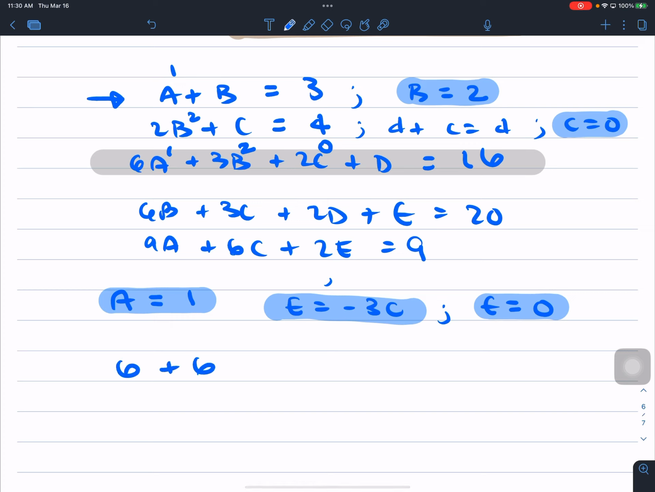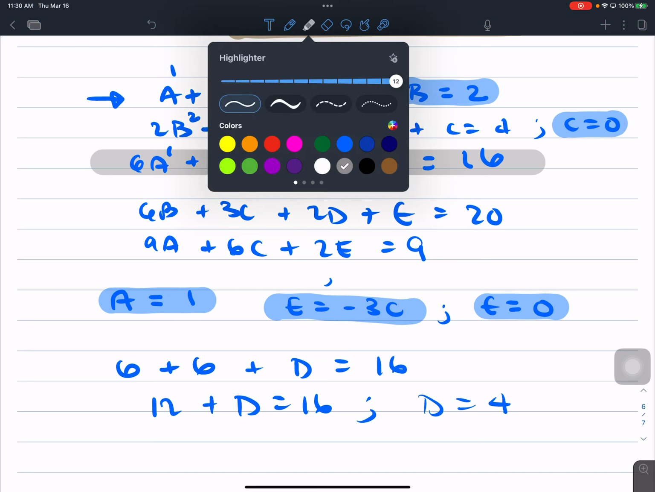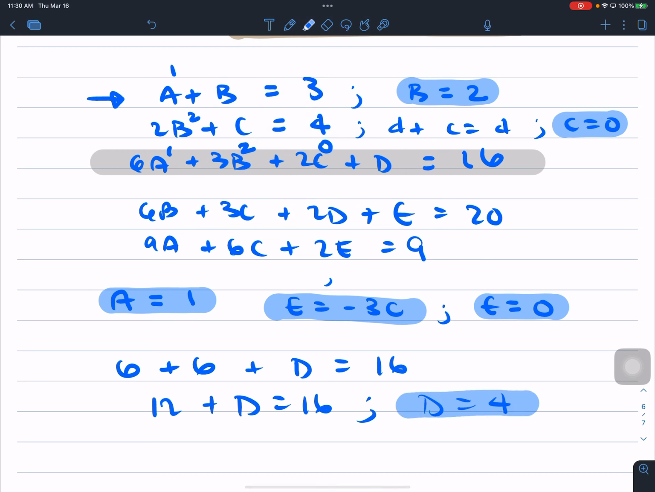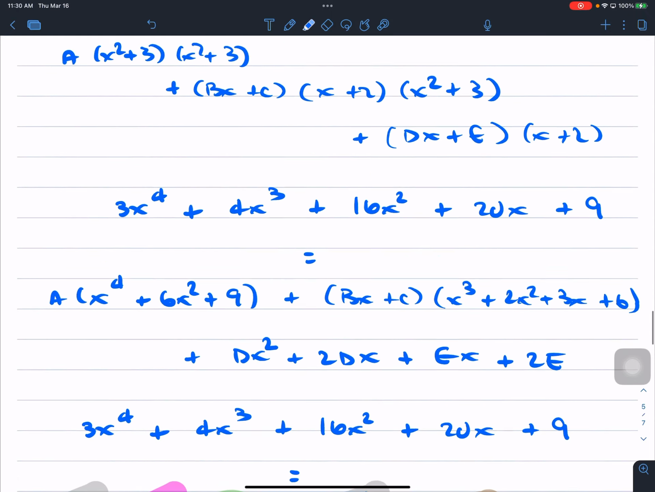6 plus 6 plus D is 16. Is that true? 12 plus D is 16. What is D, ladies and gentlemen? 4. Okay, so that's what you're going to do to plug in your constants over here.